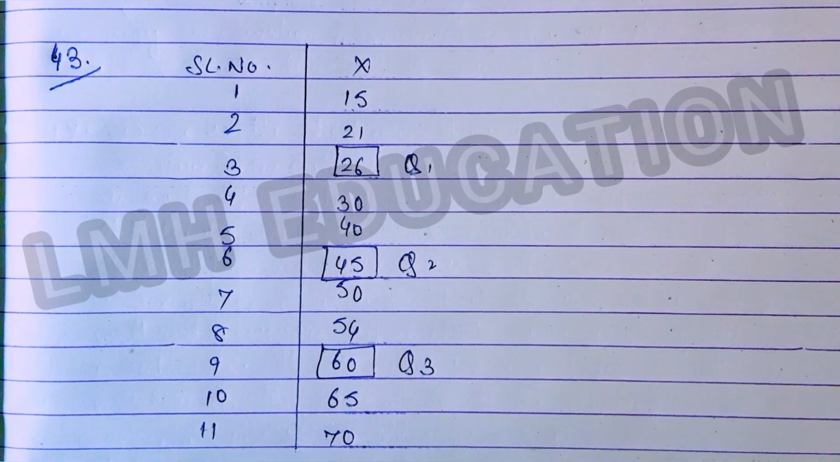First of all, you have to arrange the data in ascending order. Here we have arranged the data. First you have to write the serial number and then you have to write X, in which you arrange the data in ascending order.